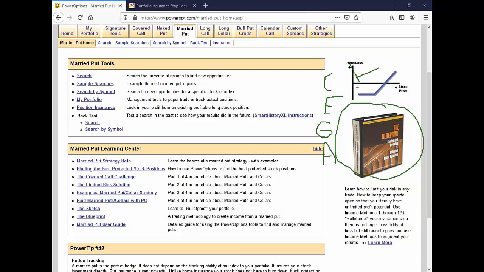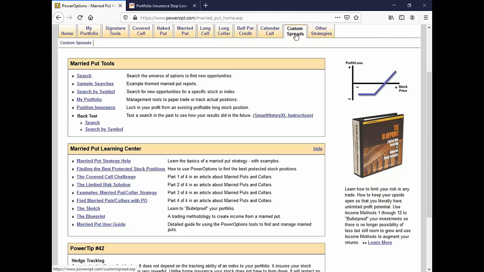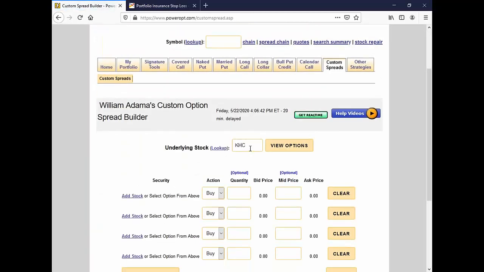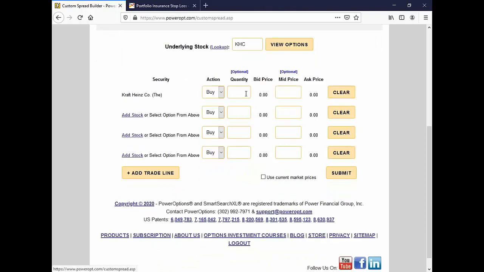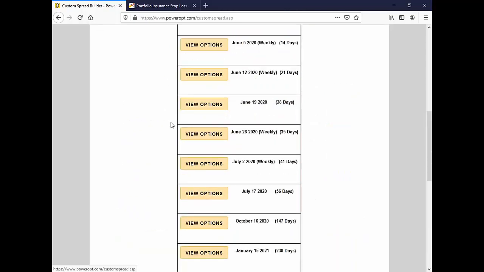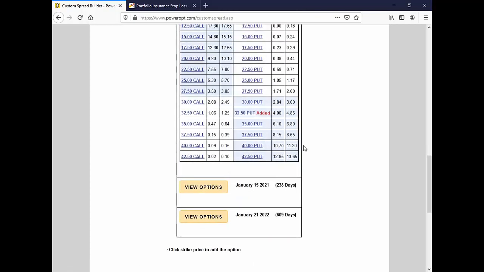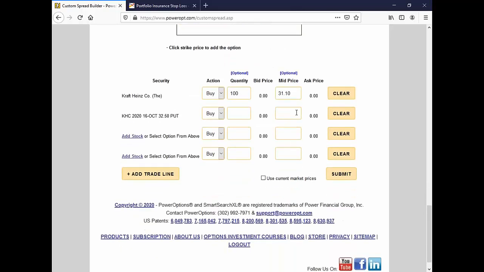So when a stock has declined, I've got a married put position and the stock's fallen. Let's just put in a fake position very quickly. We'll just go to the custom spread tool. I'll use one of my positions, but we'll simulate. It's not too far of a drop, but let's say we bought 100 shares of KFC at the high at around 31.10 or so a few days ago. And at the same time, we would have bought probably in October or January a 32.5 strike put. Price would have been a little bit lower. Let's put it down to about 3.10 at that time.